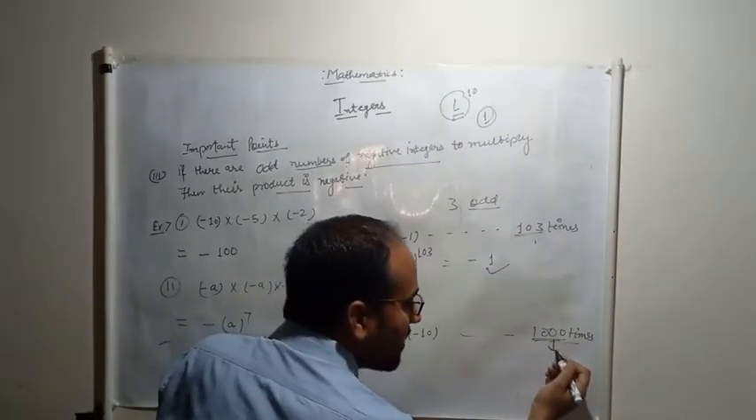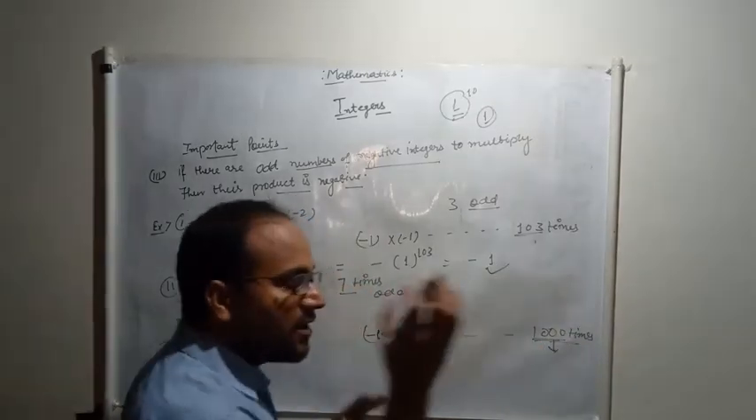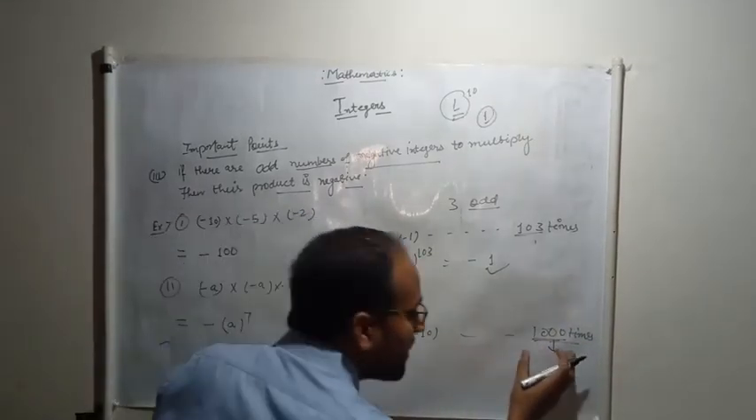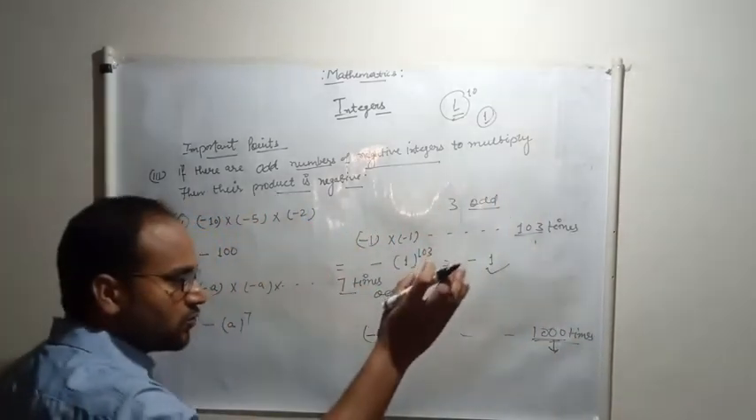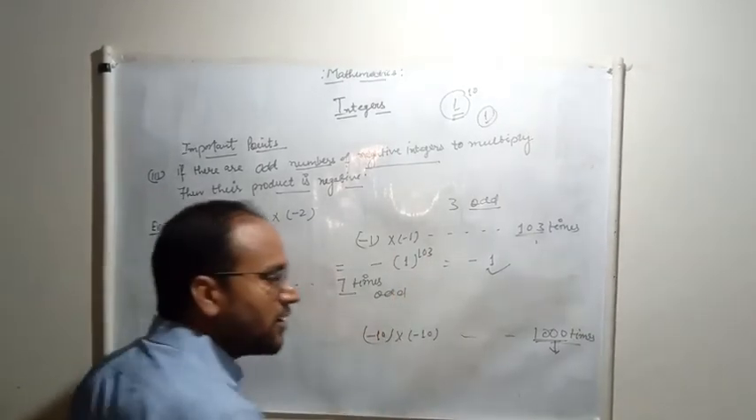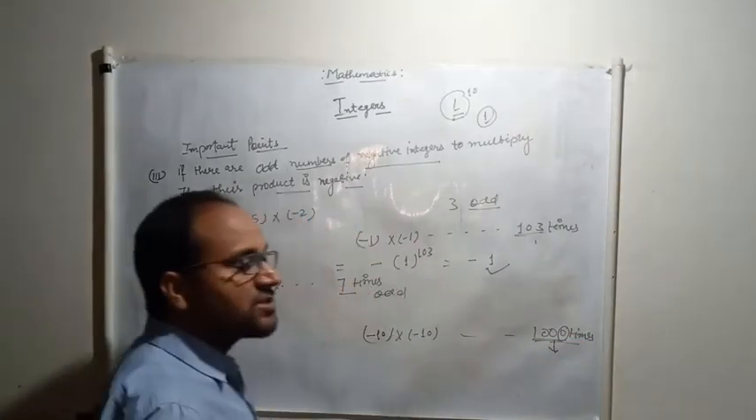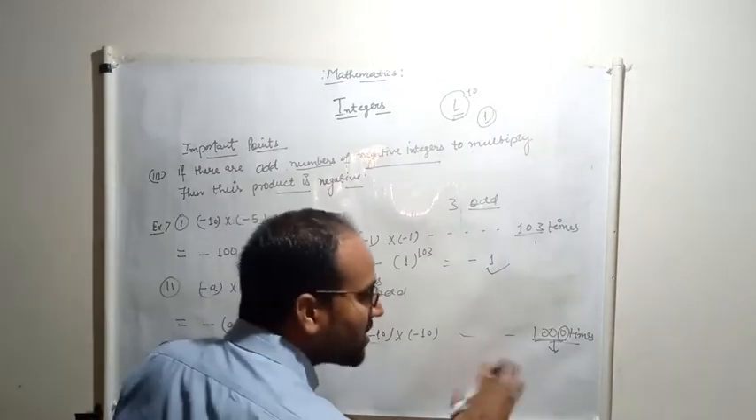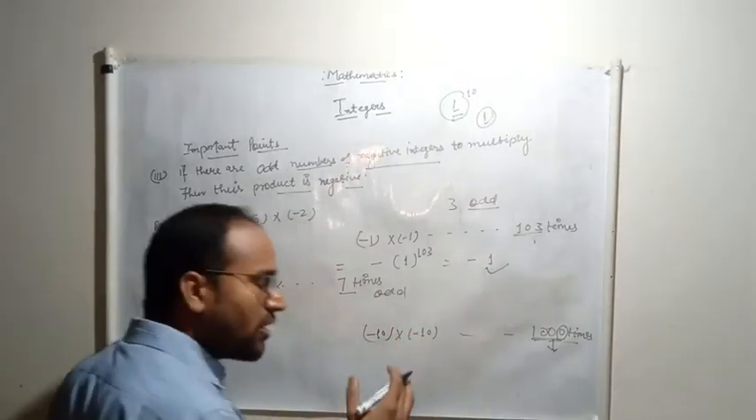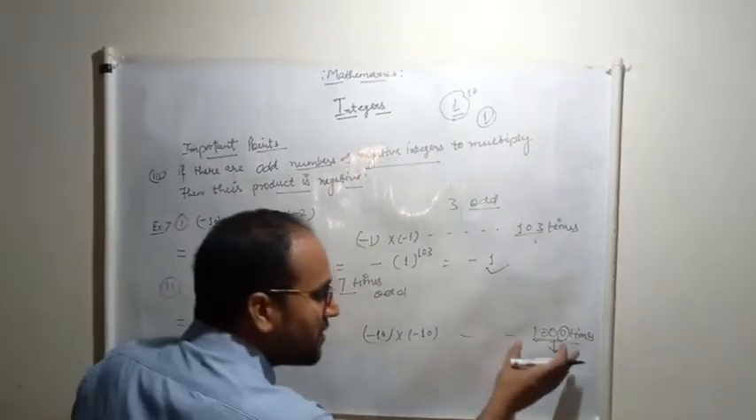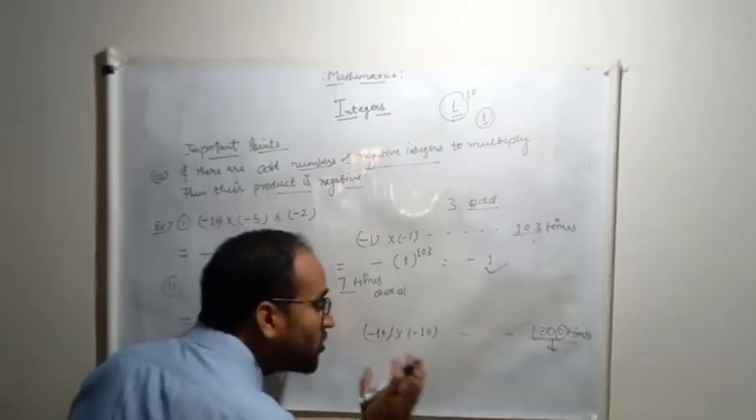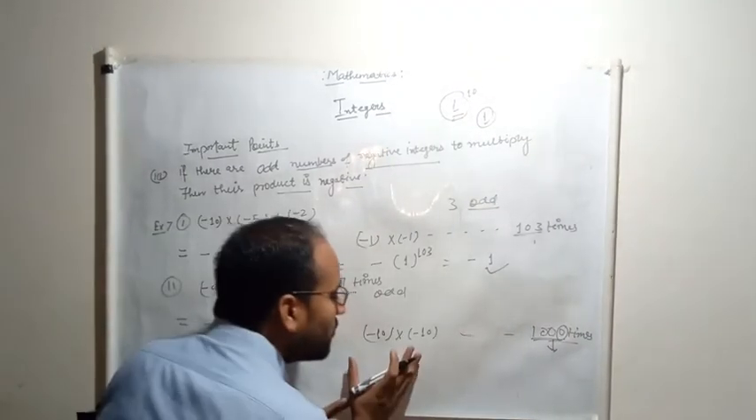So look at this last one. Is 1000 even or odd? It is an even number because it is divisible by 2, and you know the divisibility rule of 2: if the ones place contains 0, 2, 4, 6, 8, then that number is divisible by 2, and all those numbers are even numbers. So their product should be positive. Whatever product you get will be positive.